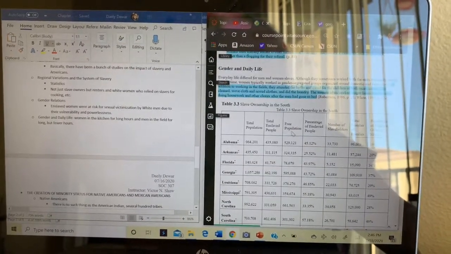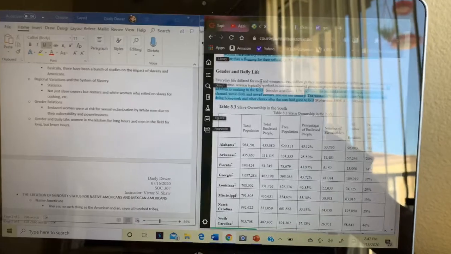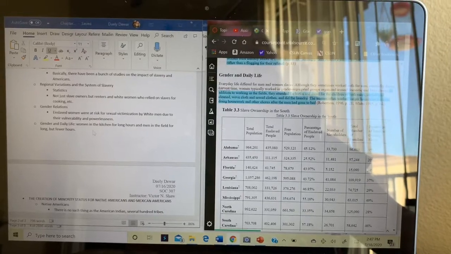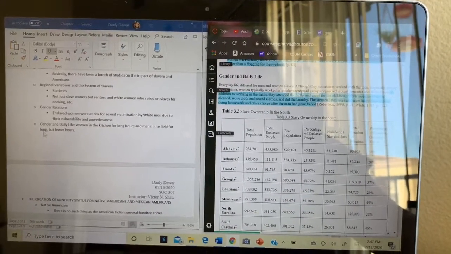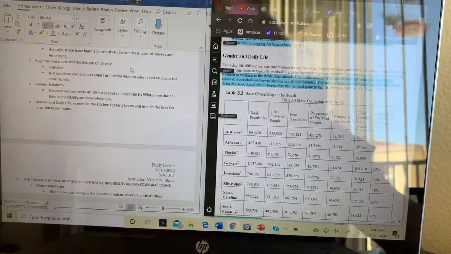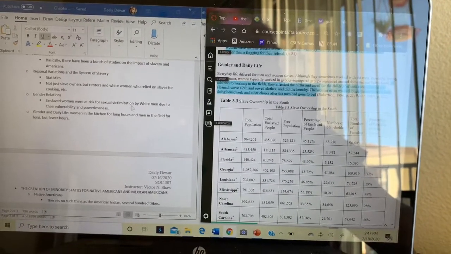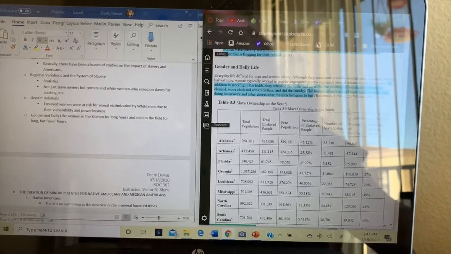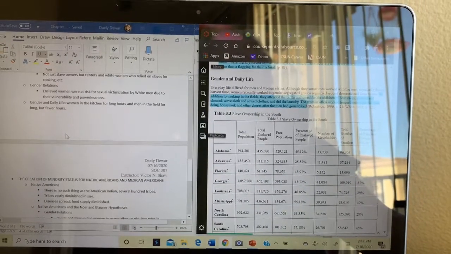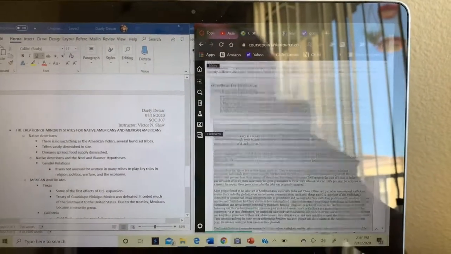The next section, Gender in Daily Life, talks about the daily life that both parties experienced. I put women in the kitchen for long hours and men in the field for long but few hours. So if you think about it, women got up during the day, they started cooking, they were in the house cleaning during the time that the men were out in the field. And by the time the men had dinner and went to sleep, the Black slaves were still up cleaning. So the women worked longer hours than men back in the day.